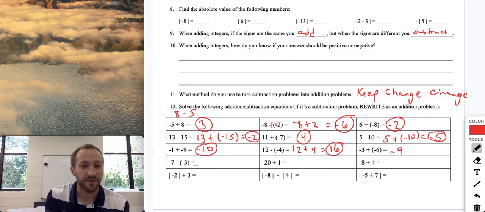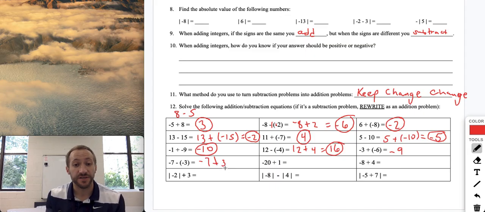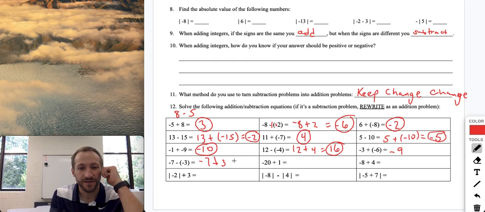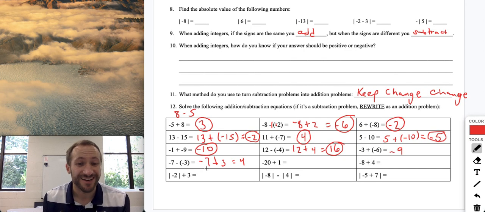Over here, a lot of subtraction and negative signs going on, so we're going to rewrite this as an addition problem. Negative 7, change subtraction to addition, and change the sign of the following number. So instead of negative 3, I'm going to do positive 3. Now the signs are different, so in my head I'm going to think about subtracting. So I'm going to get some kind of 4. Is it positive or negative? The sign of the bigger number is the one we keep, and the bigger number here is the negative. So we're going to have a negative 4.